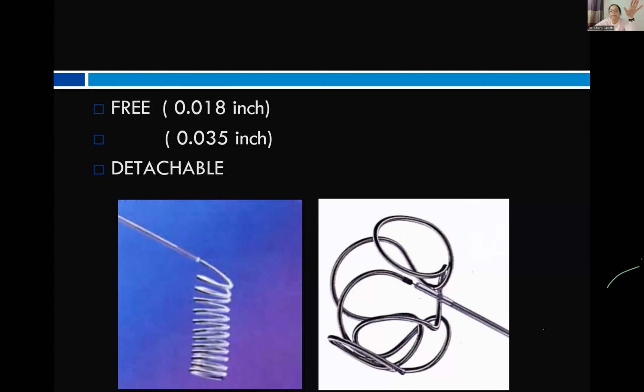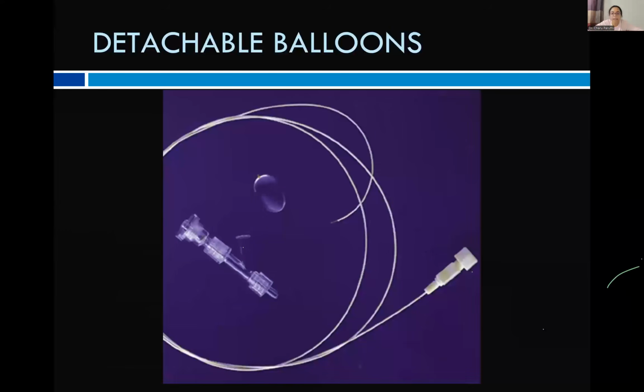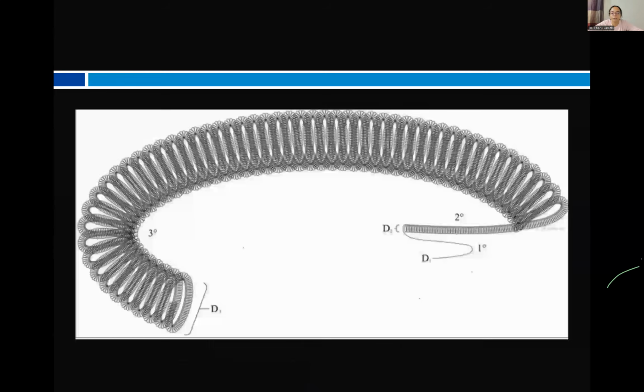And then we have detachable coils, which have a detachable wire attached to one end. Once they are out, if we feel that the position of the coil is not right, we can retract them and then deploy them again. So we have a controlled deployment of these coils. So free and detachable. And detachable mechanisms can also be very different.